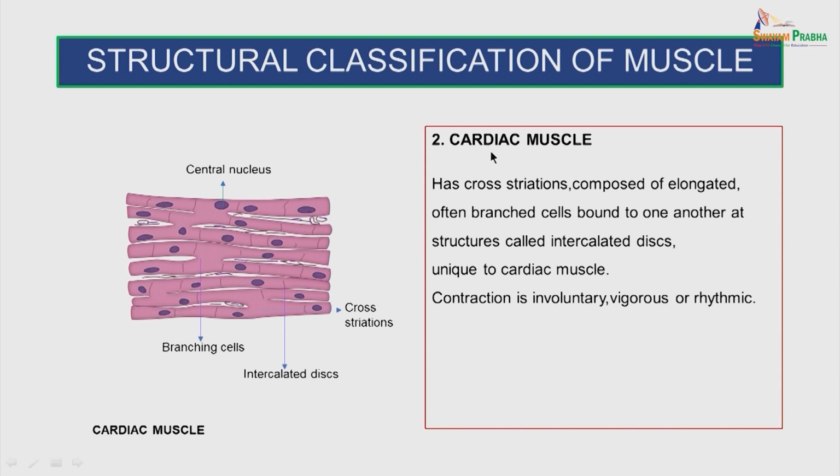The second variety is the cardiac muscle. It has cross striations. They are composed of elongated, often branched cells bound to one another at structures called intercalated discs, which are unique to the cardiac muscle. The contraction is involuntary, vigorous, and rhythmic. So, these are the muscle cells showing branching, the intercalated discs, and the central nuclei.